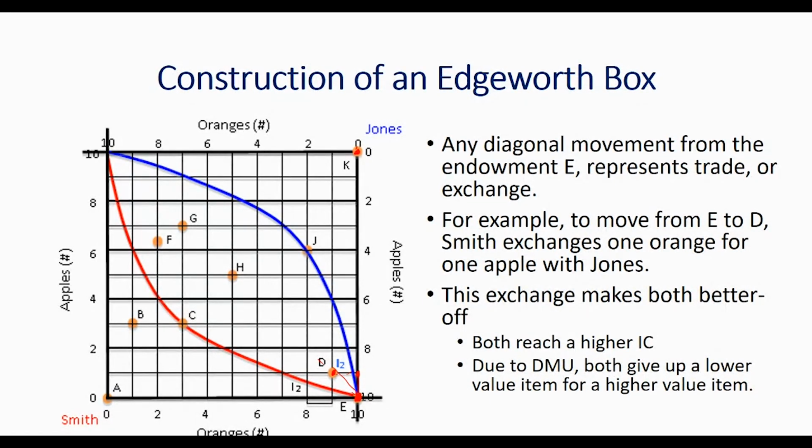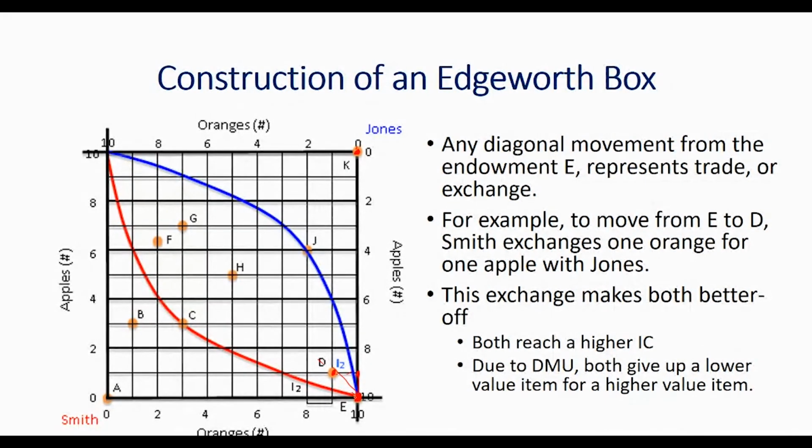Okay, now, here's the cool part about the diagram. The diagram is important because in this diagram, we have represented all of the assumptions that we've made up above. Everything is in there, and we can now visualize all of the different possibilities that are open to Smith and Jones. And we can also visualize what trades are going to make them better or worse off.